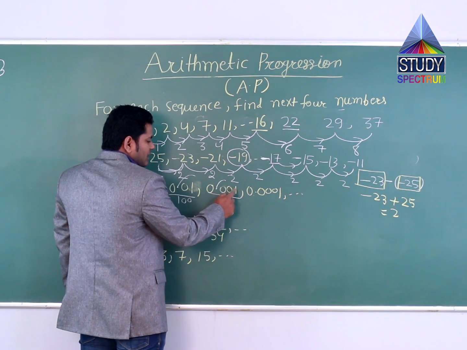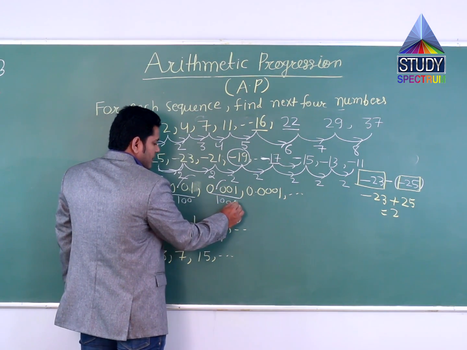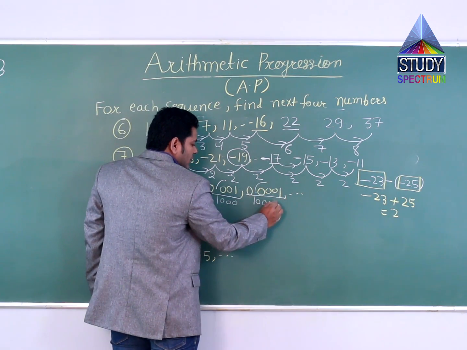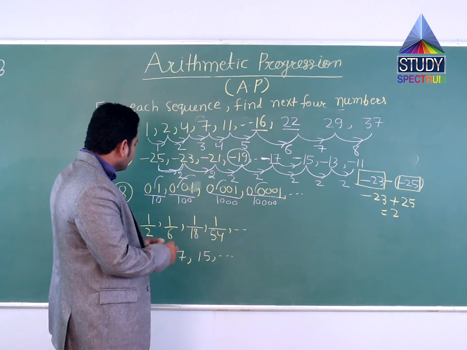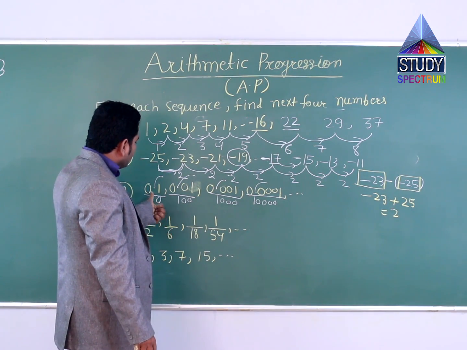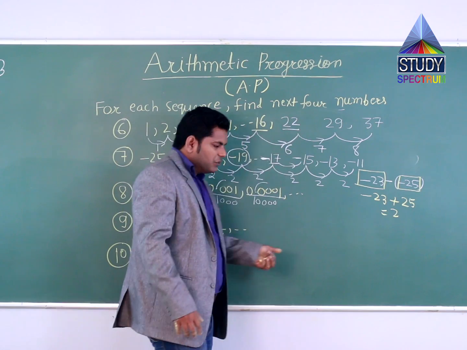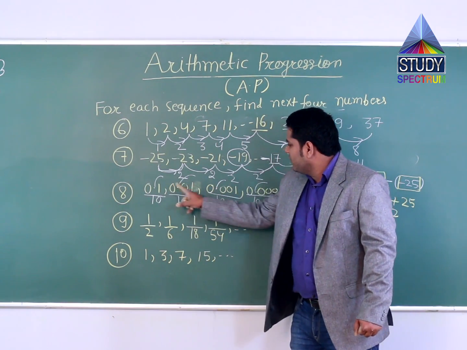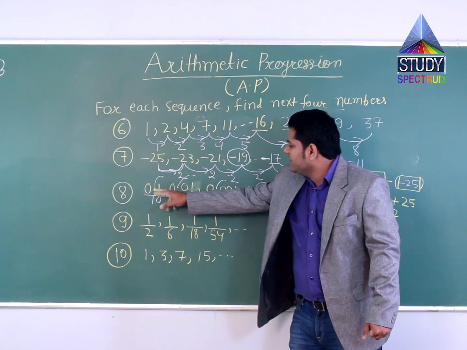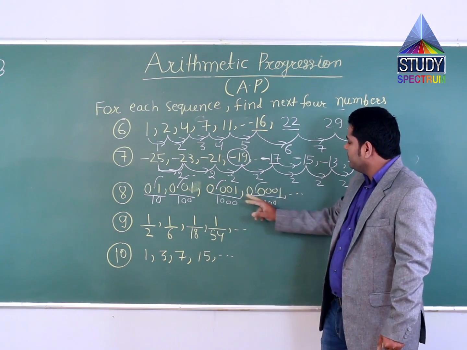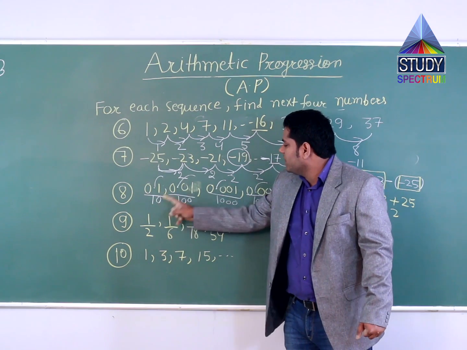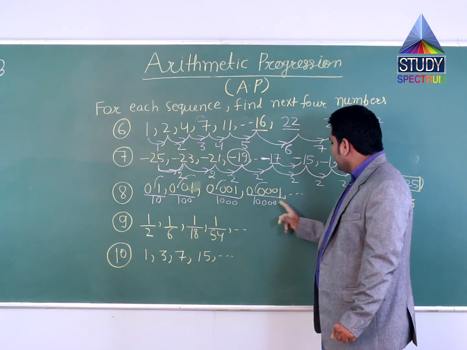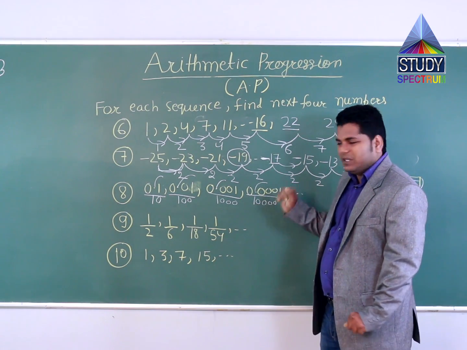After the decimal we have 3 digits, so we will write 1000. After this we will write 10,000 in the denominator. So if you analyze these terms, you can say that in the numerator we have 1, 1, 1, 1 because we have already removed the decimal. We are left with 1 by 10, 1 by 100, 1 by 1000, 1 by 10,000. The next will be 1 by 100,000, where we add one more 0 in the denominator.